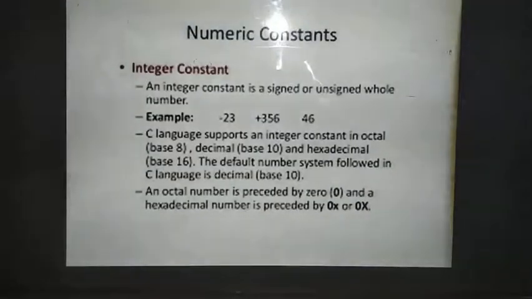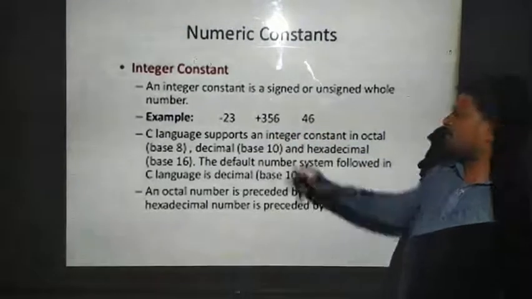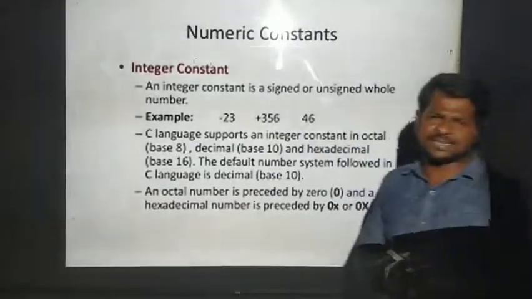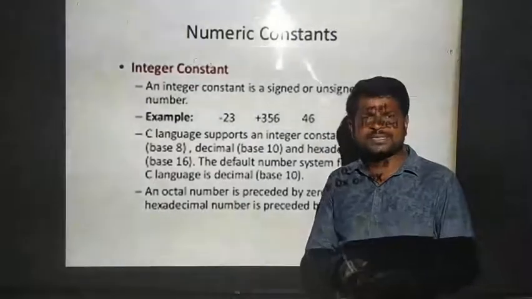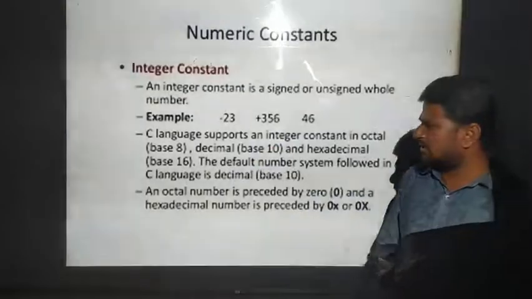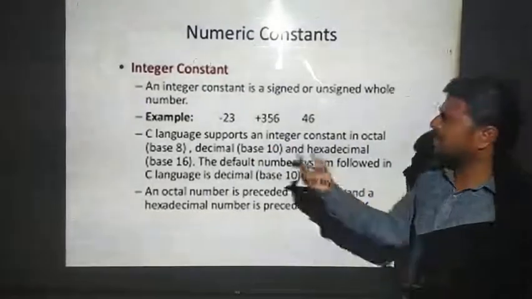Let us learn about numeric constants. In numeric constants, an integer constant is a signed or unsigned whole number. Example: minus 23, plus 346, 46. All integers. Whatever number we want, we can take.